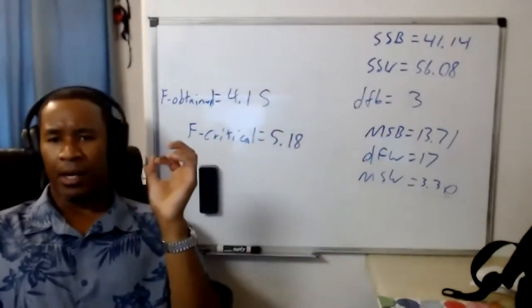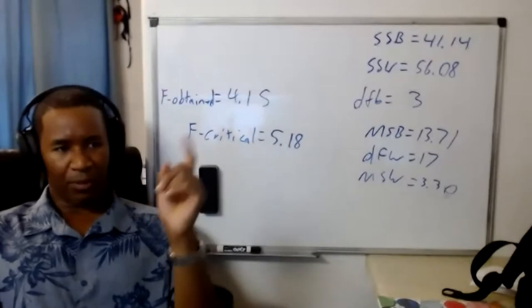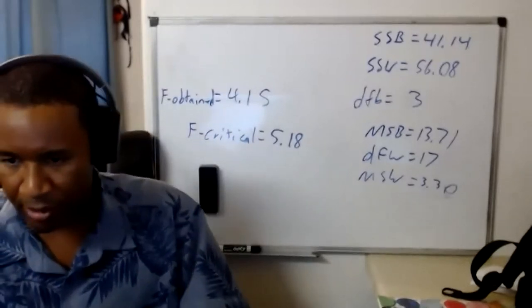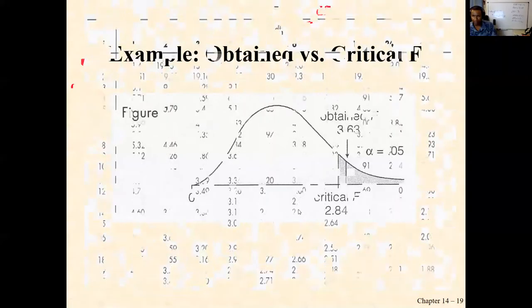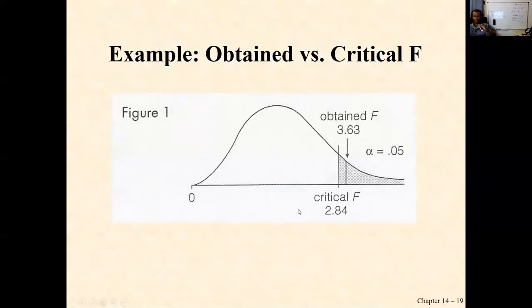Okay, good. Anybody have any questions about how we determine whether we are rejecting or failing to reject, or any other part of the ANOVA procedure? Like I said, once your F obtained goes beyond the F critical, you know that you are in the region of rejection.